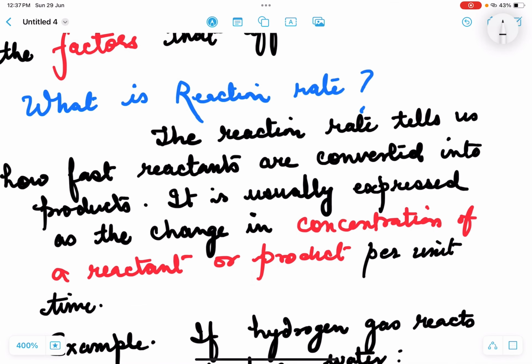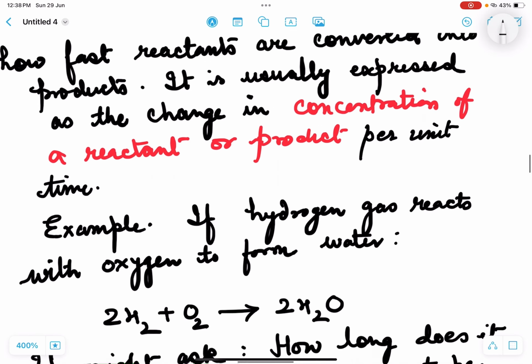The reaction rate actually tells us how fast reactants are converted into products. It is usually expressed as a change in what? In concentration. Change of concentration of a reactant or a product per unit time. Correct. What will be the change in the concentration of reactant? Naturally, it will decrease. And what will be the change in the concentration of product? Definitely, it is going to increase.